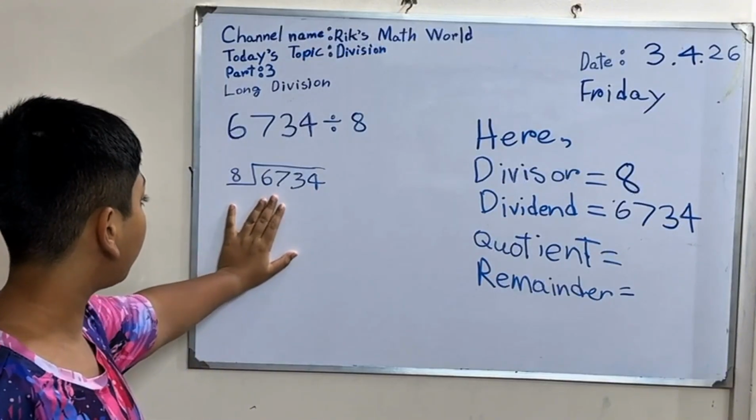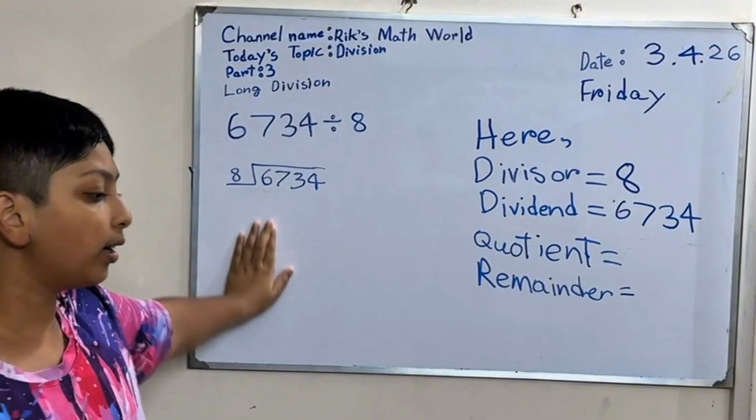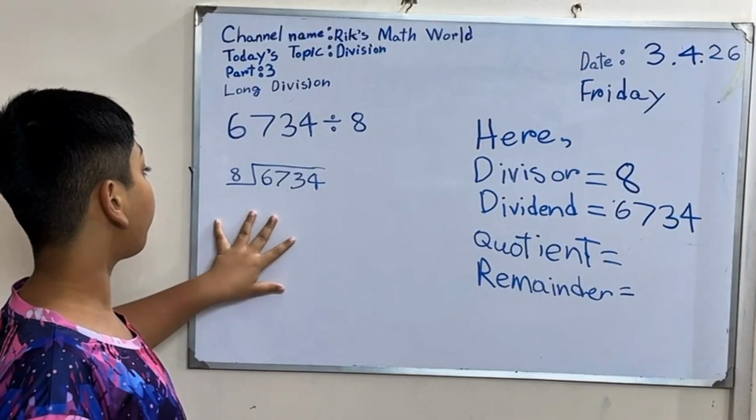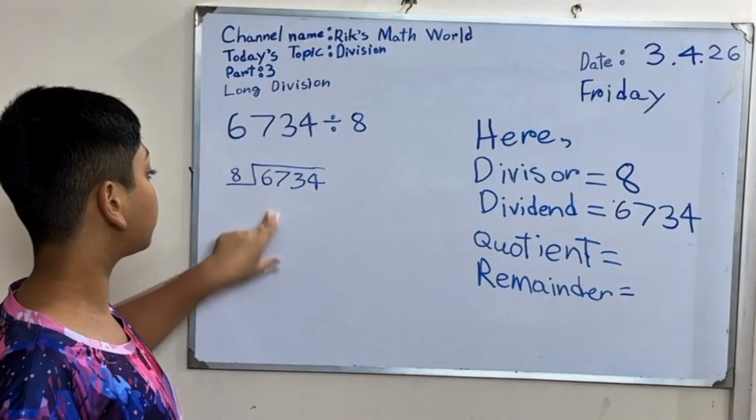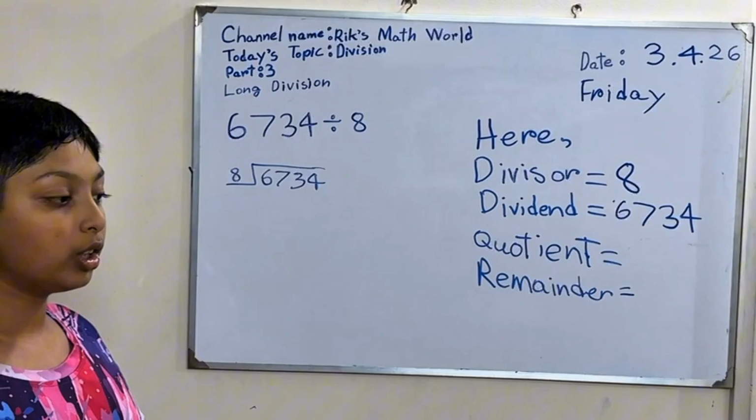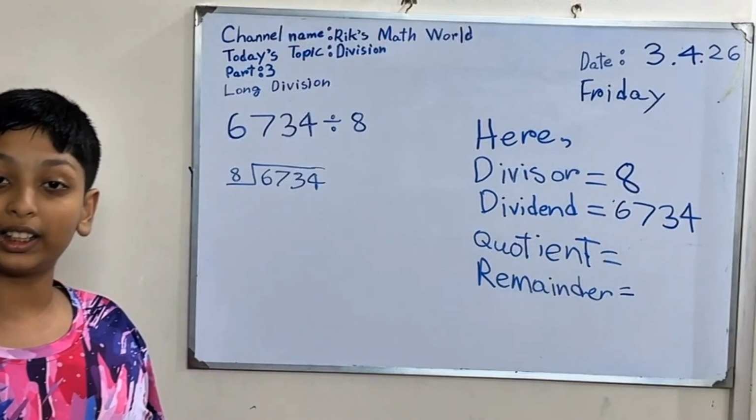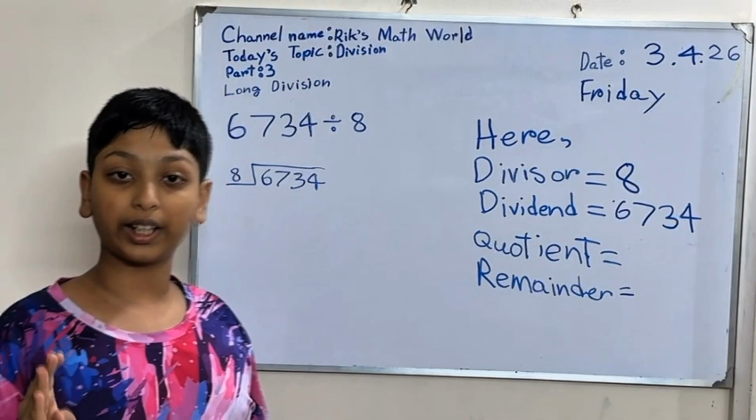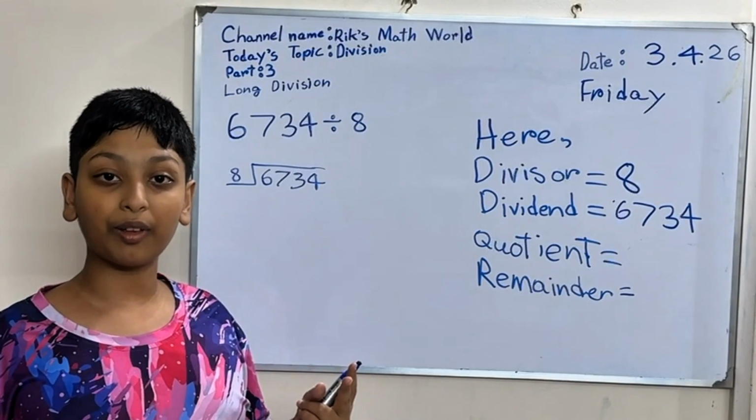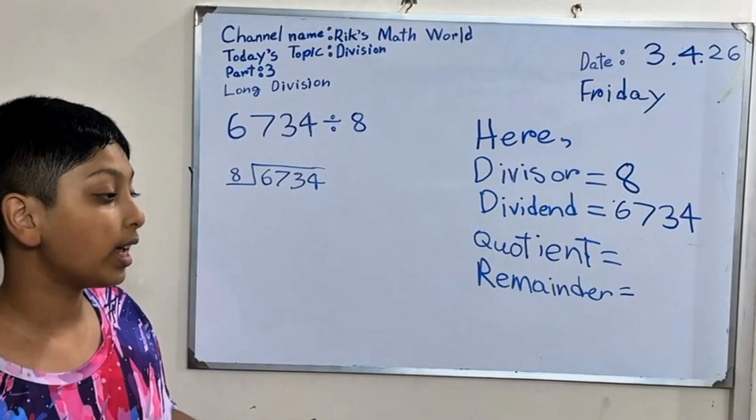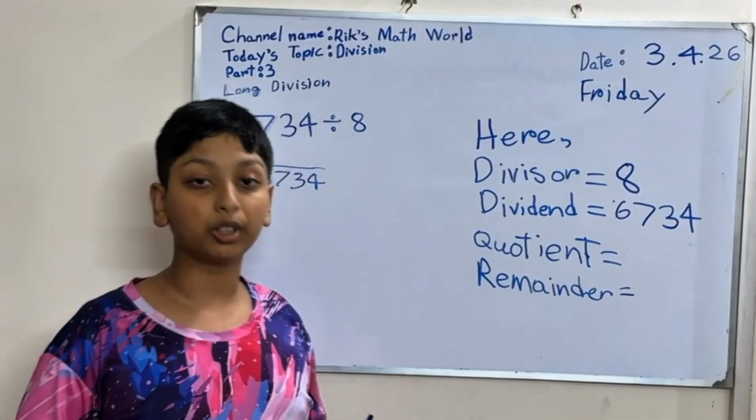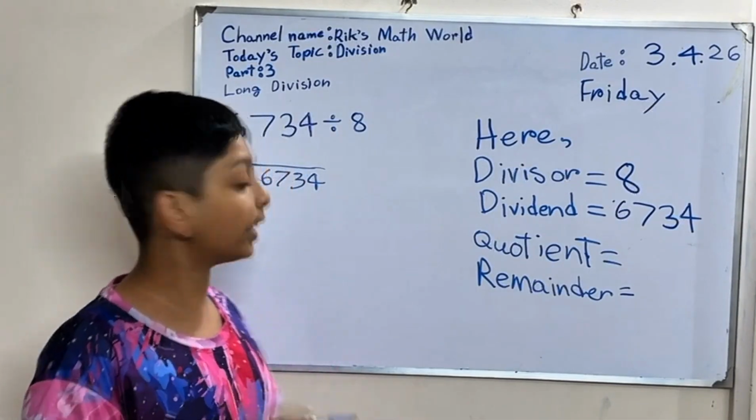We cannot divide 6 by 8 because 6 is smaller than 8. So what do we have to do here? We have to count the 7 together as well. So what is 67 divided by 8? 8 ones are 8, 8 twos are 16, 8 threes are 24, 8 fours are 32, 8 fives are 40, 8 sixes are 48, 8 sevens are 56, 8 eights are 64 and 8 nines are 72. We cannot use 8 nines are 72 because it is too big. So we have to go with 8 eights are 64.